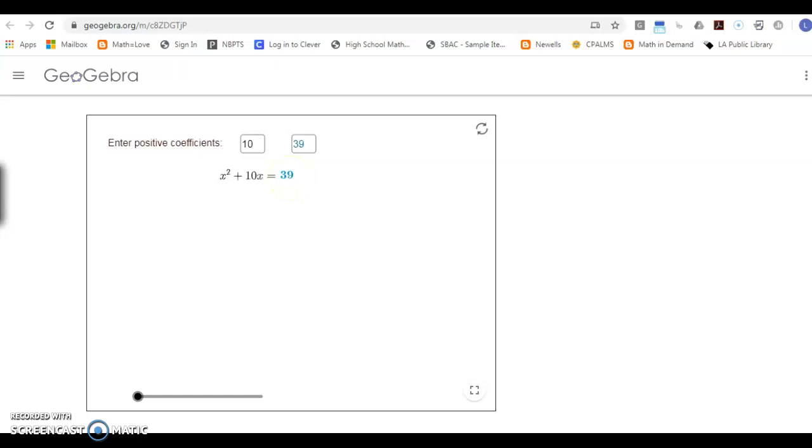And how do we complete the square? We get half of the middle number. The middle number is 10. We divide it by 2. It's 5, right? So after we get 5, we square that value and we get 25. So let's see how the simulation illustrates that visually.